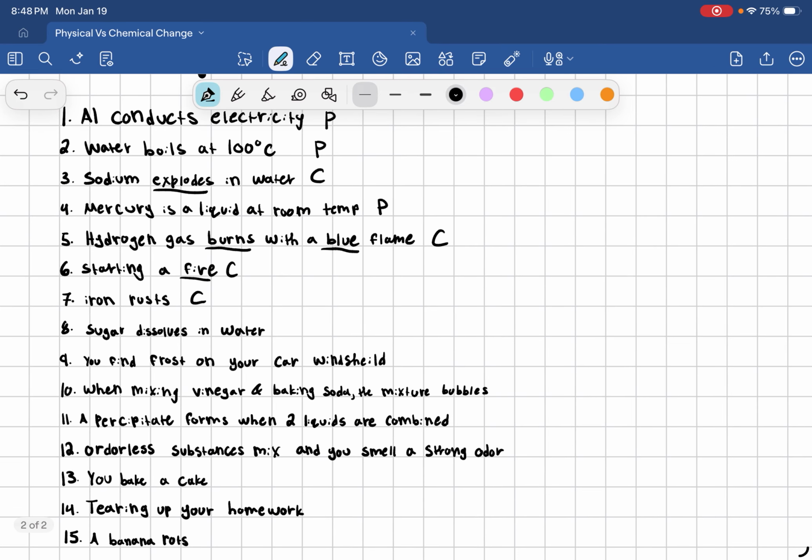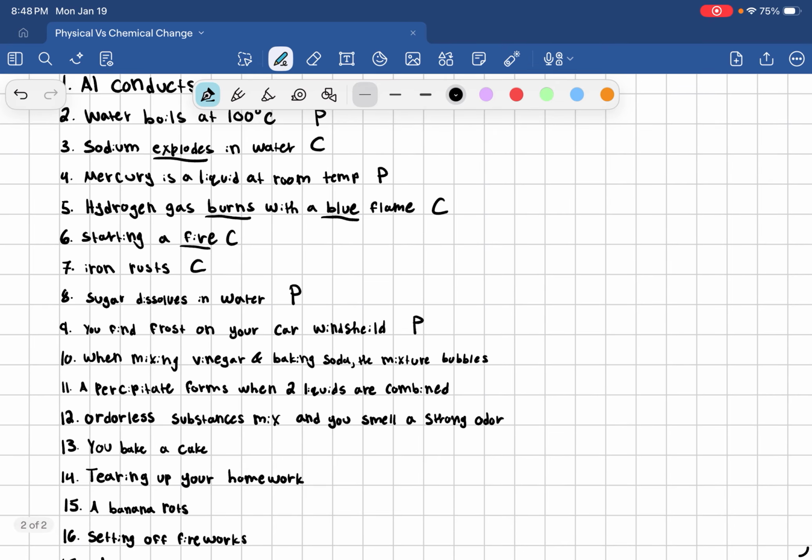Sugar dissolves in water. This is a physical change. A new substance isn't being created. We're just dissolving sugar into its ions, the same as if you put salt into water. You find frost on your car windshield. This is physical. It's a change in state, going from moisture in the air to a solid on your windshield. When mixing vinegar and baking soda, the mixture bubbles. When we see this word bubbles, we can recognize that a gas was produced. So this is a chemical reaction.